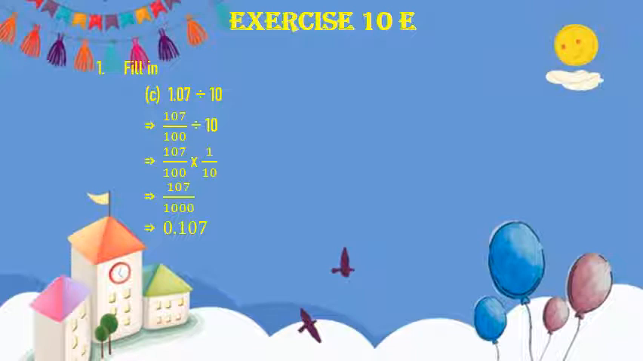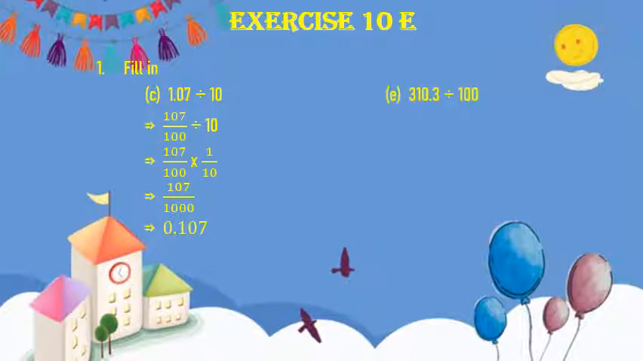0.107. So children, you can very well see that the decimal point has shifted 1 place towards the left side because there is 1 zero in the divisor. That is, there is 1 zero in the 10. So now our product is 0.107.